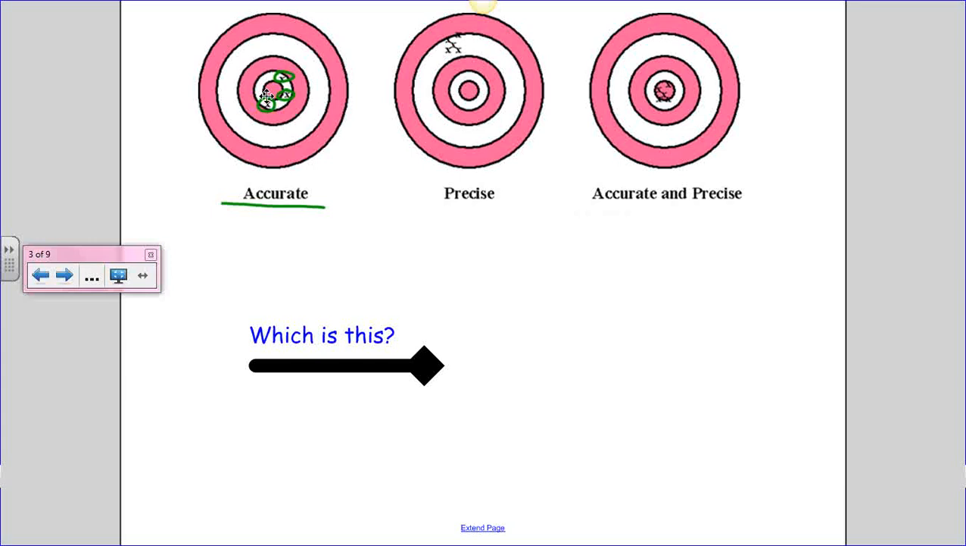It is not precise. For the second one, our data points are all clumped together, which means they're precise, but they're nowhere near where they should be. So they are not accurate. They are just precise. And the last target, the data points are all clumped together and they're exactly where they should be. So this third target is accurate and precise. And that's what we're aiming for. We want our results in the labs to be not only accurate, but also precise. We want to be able to get the same results over and over again.